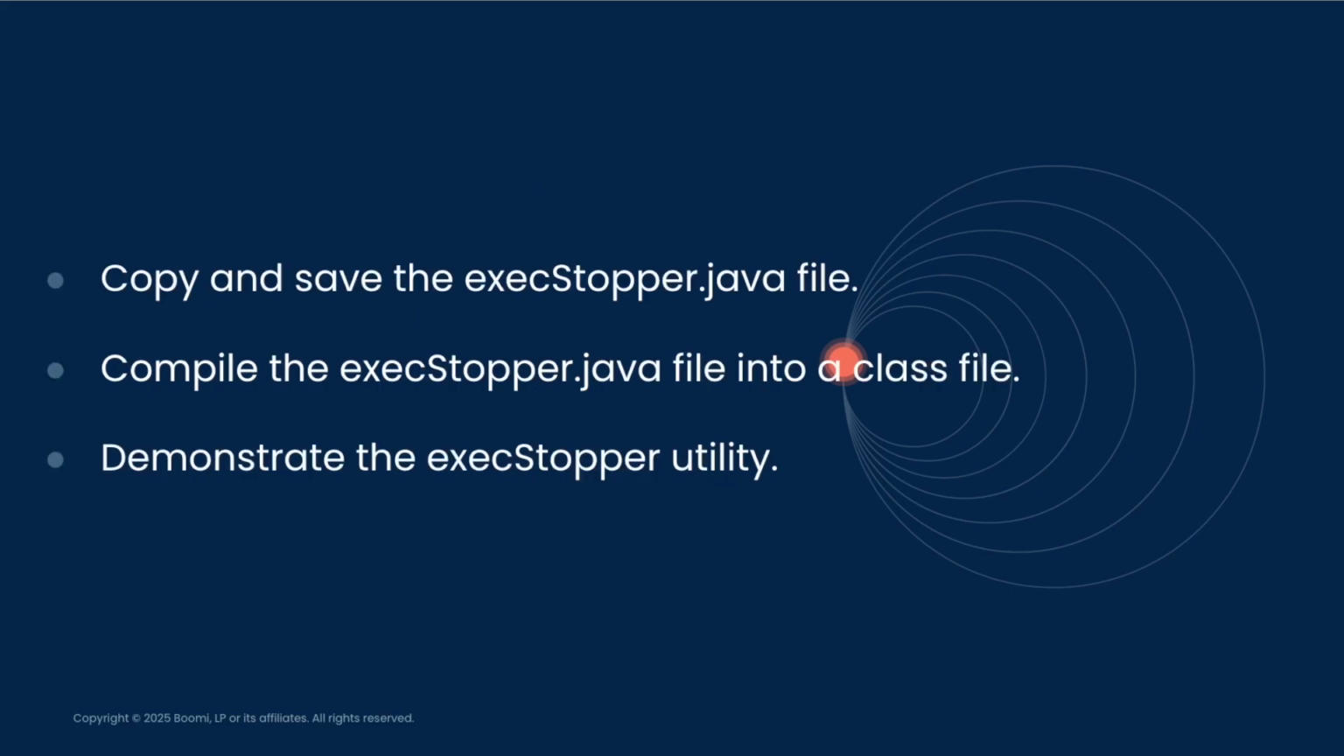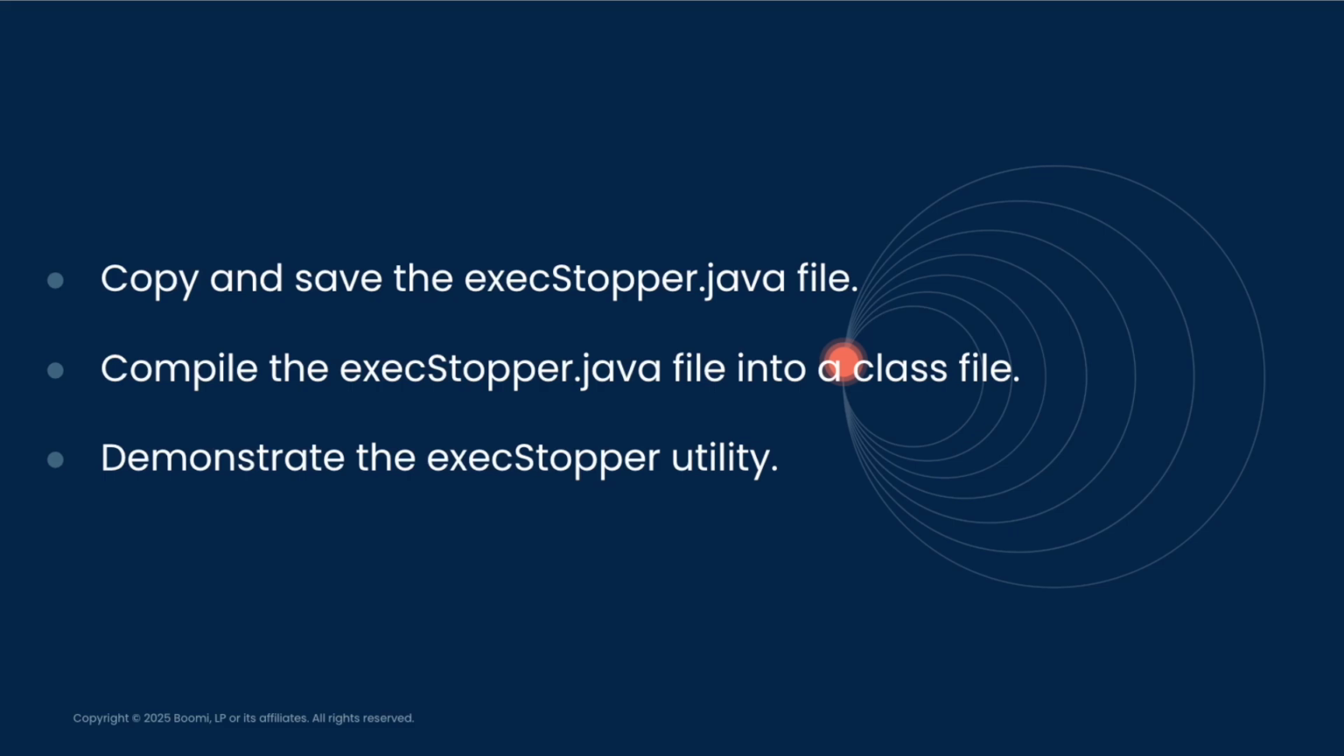First, I'll show you how to copy and save that code. Then I'll demonstrate how to compile the source code from that article. Then we will run an example process and demonstrate how to run the execStopper utility from the command line.